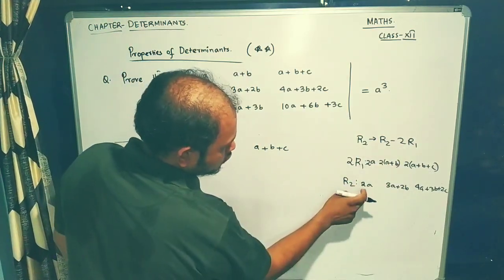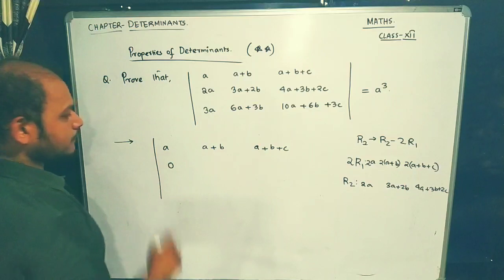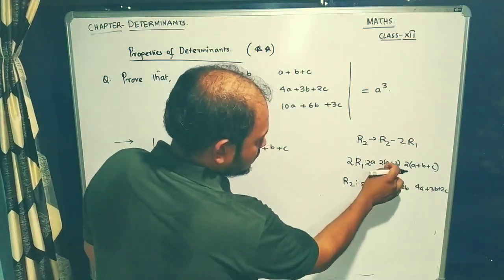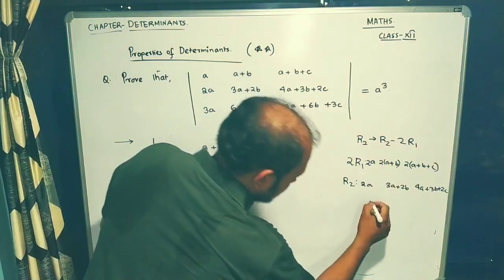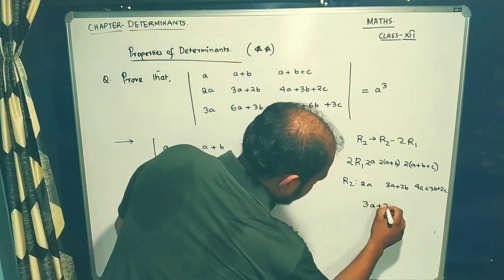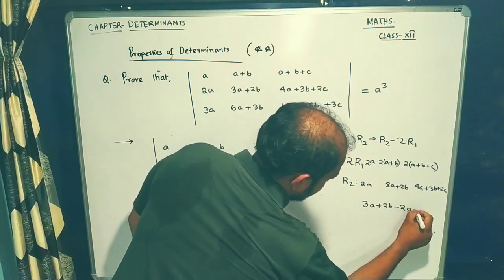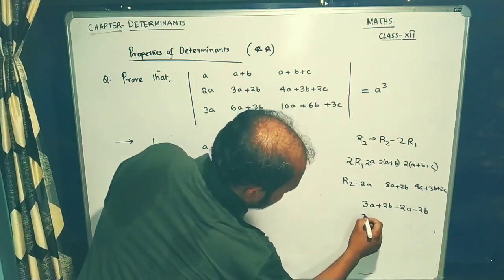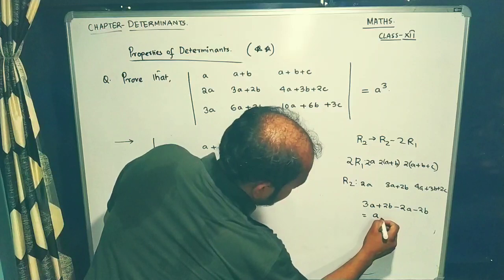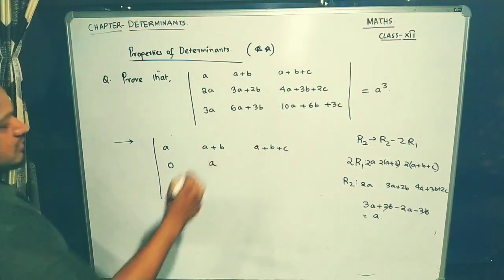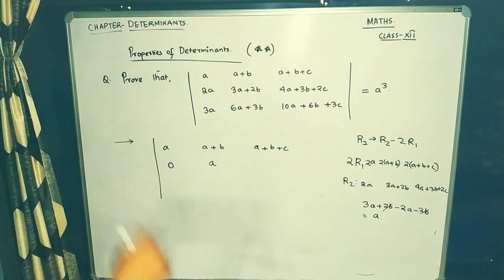r2 minus 2r1. So 2a minus 2a is 0. Then 3a plus 2b minus 2 into a plus b. How can you do that? 3a plus 2b minus 2 into a plus b. If you expand it, it is minus 2a minus 2b. So that is equal to, I think, a only. 2b and 2b cancel out. So that means you have a at this position, right?